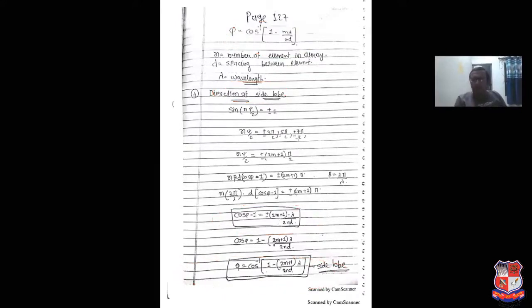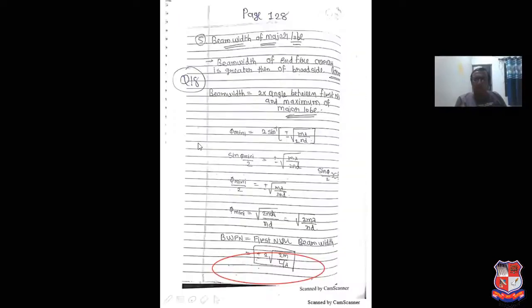Now, see this is the equation of side lobe. Now, beam width of major lobe. Beam width means what? 2 multiplied by angle between the first null and maximum of major lobe. Maximum value of major lobe. So beam width of end fire array is always greater compared to broadside array.